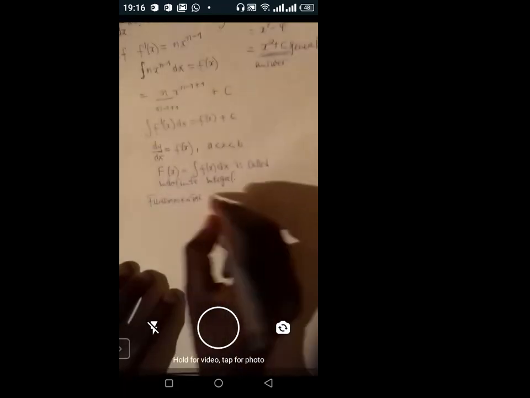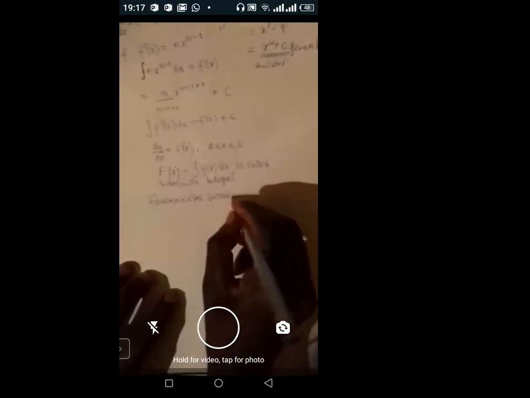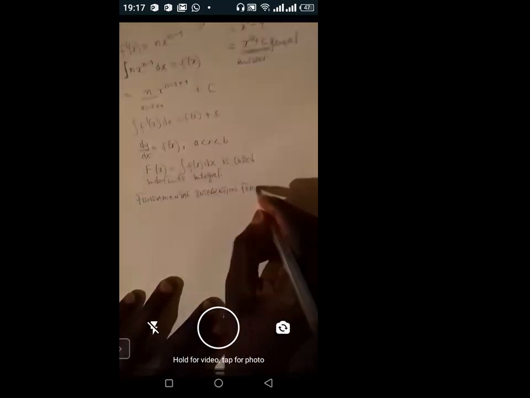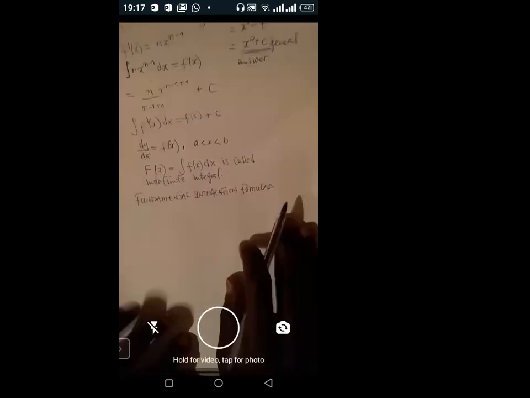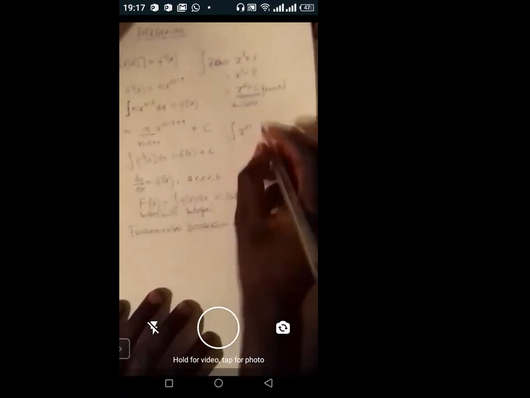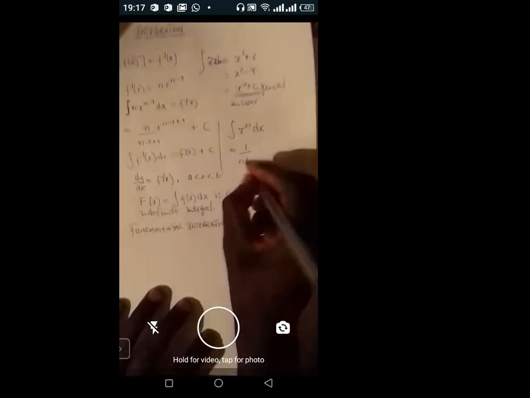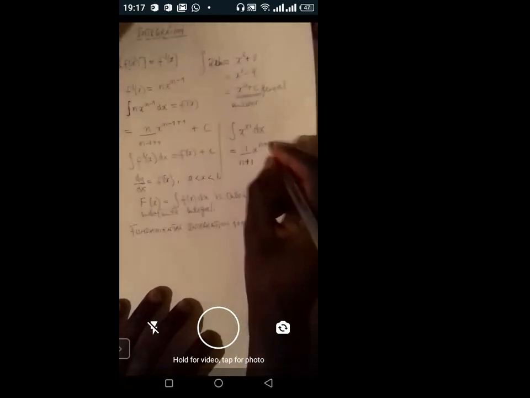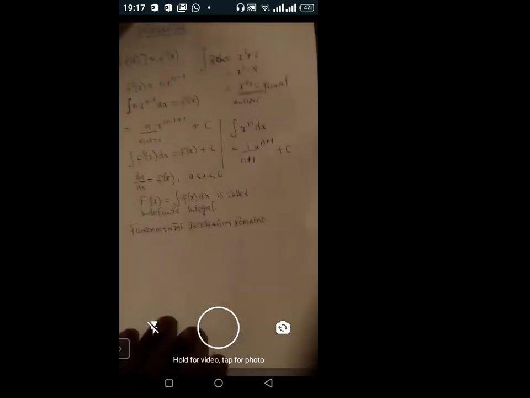Okay, so I want us to look at some fundamental integration formula. You can keep this in mind. So we know how to differentiate this one. Remember here, when you have the integral of x to the power n dx, this is simply equal to 1 over n plus 1 times x to the power n plus 1, plus a constant c. So that's what you're going to have.